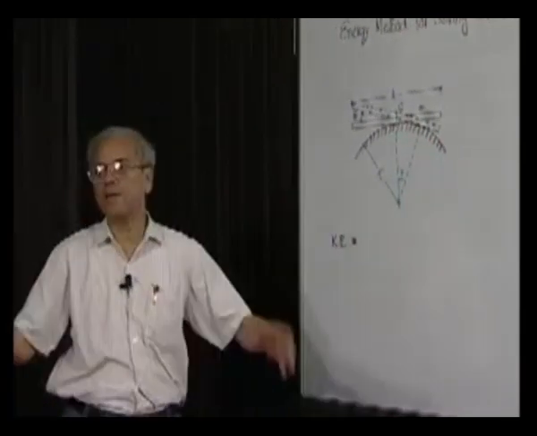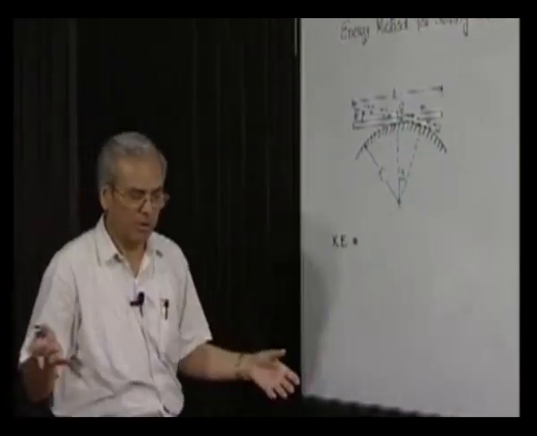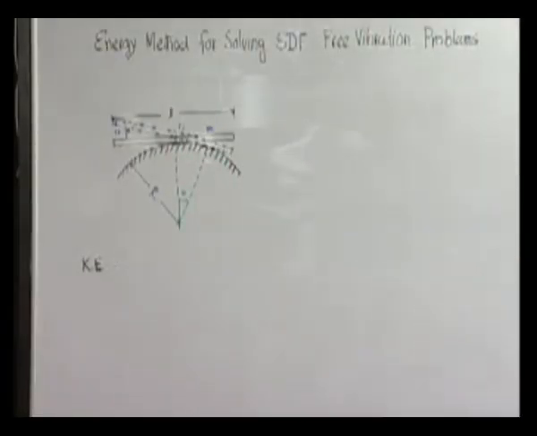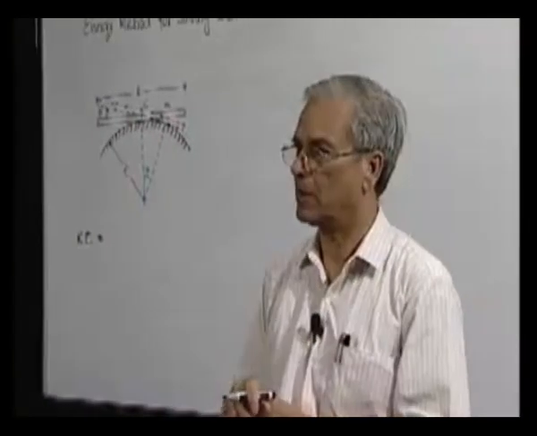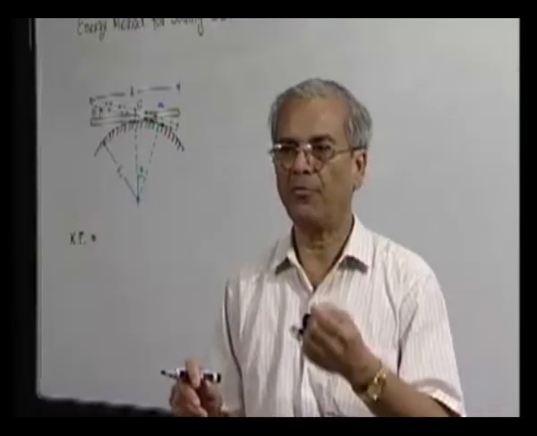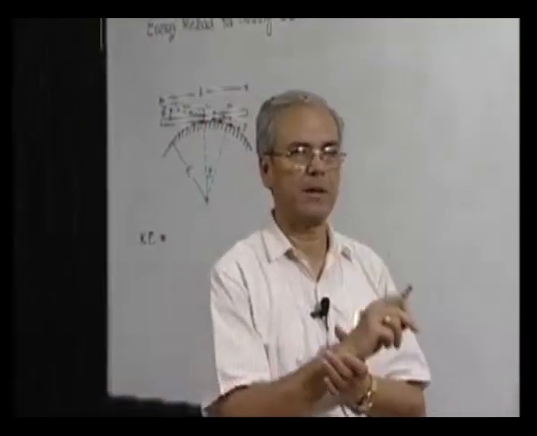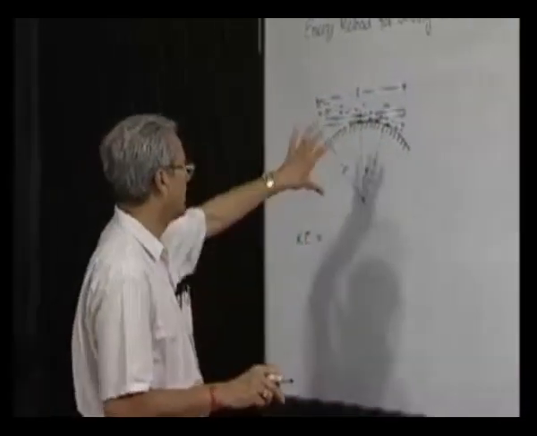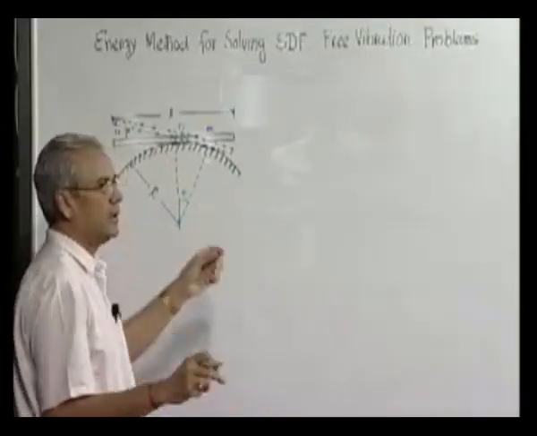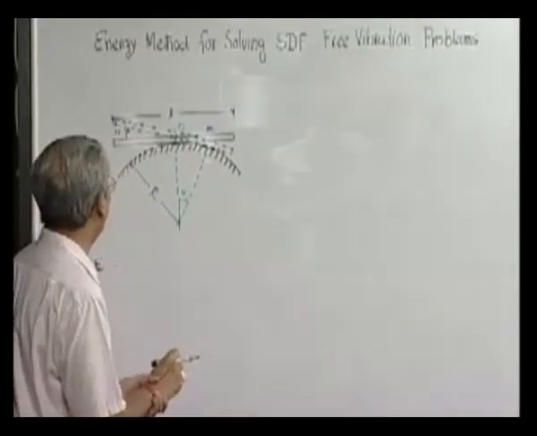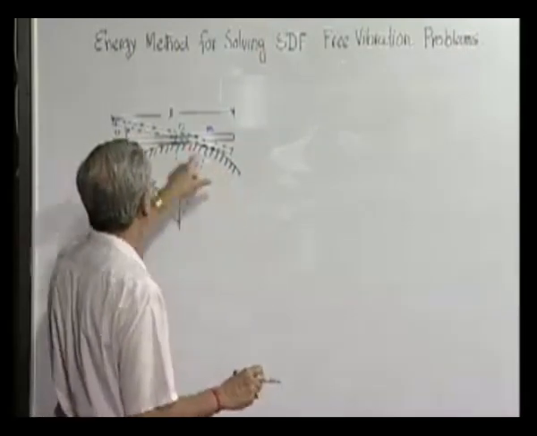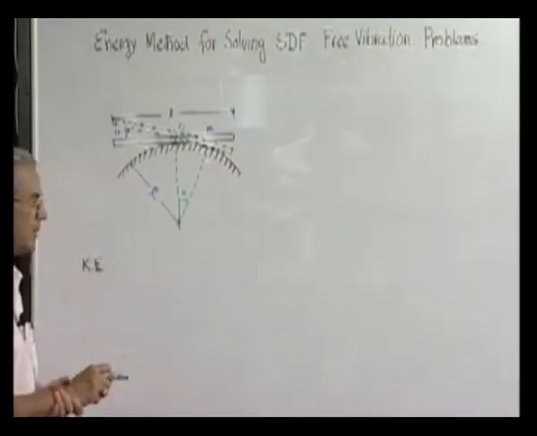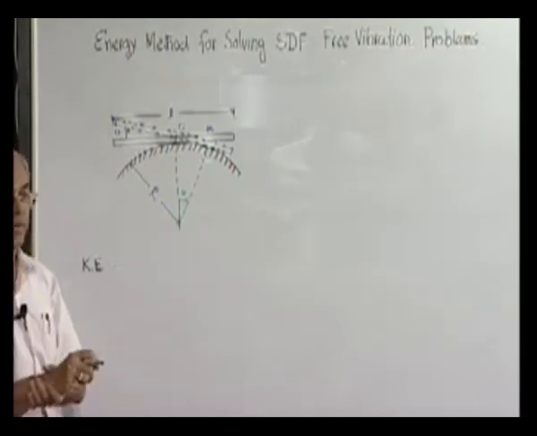Now the kinetic energy of a rigid body, we know, is the kinetic energy of the body treated as a particle situated at the center of mass. That means half m into velocity of the center of mass squared, plus, to take care of the rotation, half into the moment of inertia of the body about an axis passing through the center of mass into theta dot.